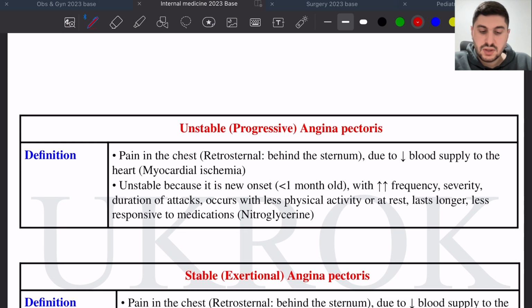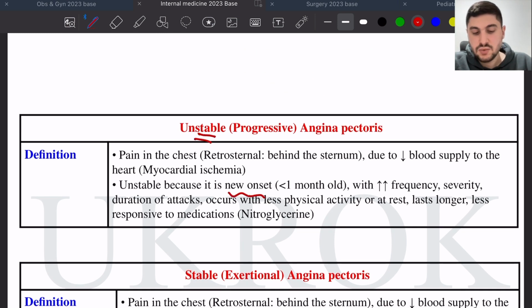In contrast, unstable angina pectoris is a new type. The patient will have stable angina pectoris, and then suddenly he will have this new type of attack that is more intense and takes more time and doesn't decrease with rest or nitroglycerin. It needs more pills of nitroglycerin to stop. It doesn't decrease with rest for 10 minutes, maybe more, lasts longer, and is less responsive to medication.